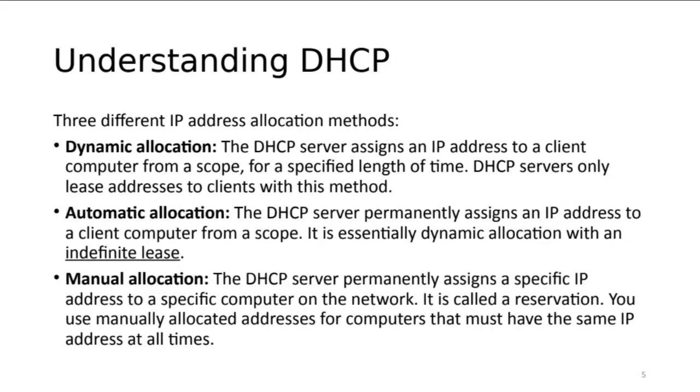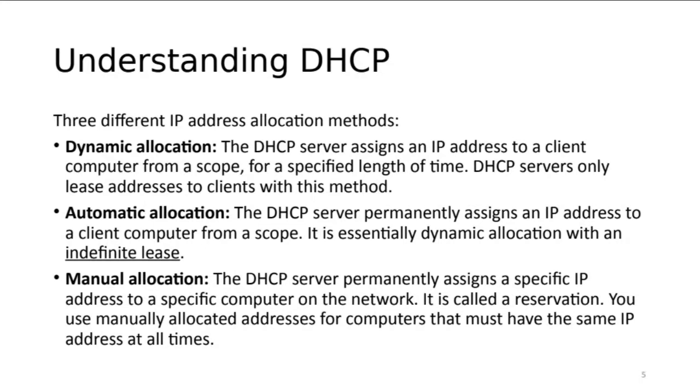We have the automatic allocation. Here, the DHCP server permanently assigns an IP address to a client computer from a scope. It is essentially dynamic allocation with an indefinite lease. So the automatic is similar to dynamic with one exception: it is an indefinite lease.